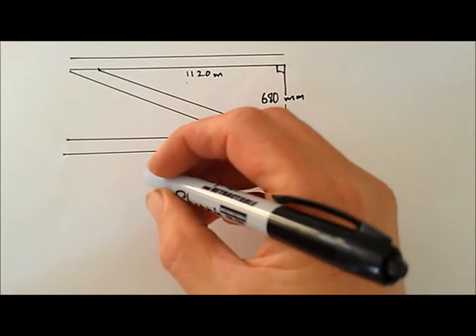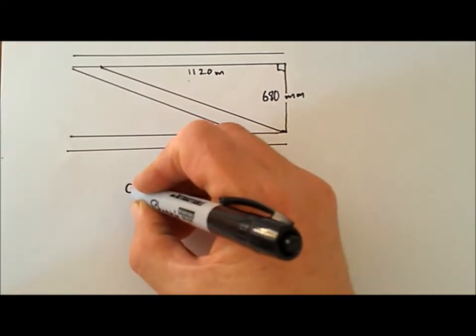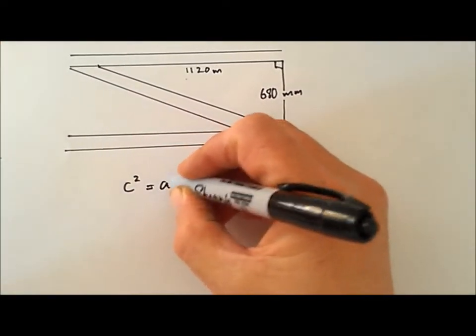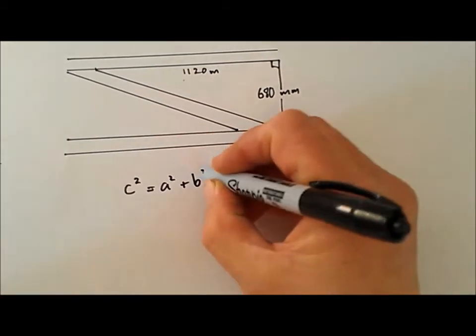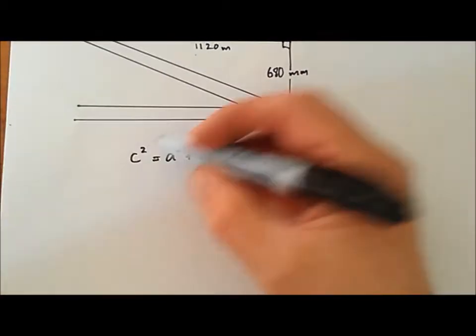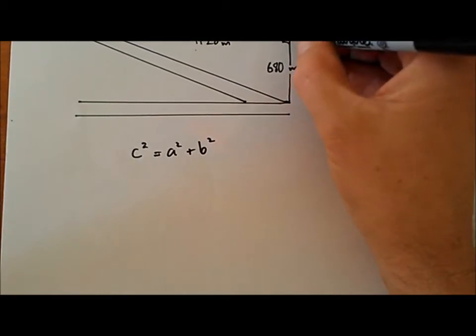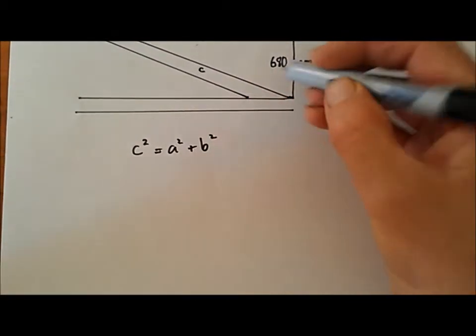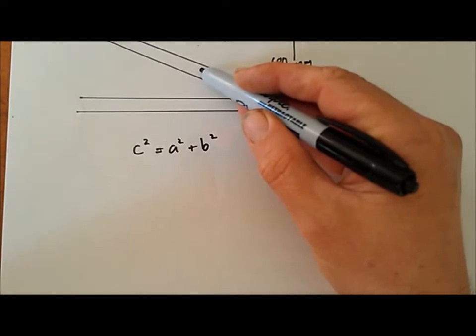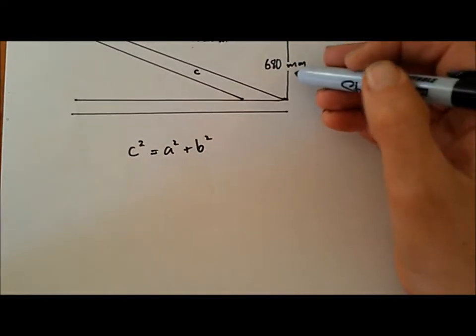So I would have used Pythagoras' theorem. With Pythagoras' theorem we know that C squared equals A squared plus B squared, and we've learnt that previously. C is the hypotenuse, so the hypotenuse is always opposite the right angle. So I'll draw a line through here, points to C over here. That'll be the hypotenuse. A and B will be the other two sides.